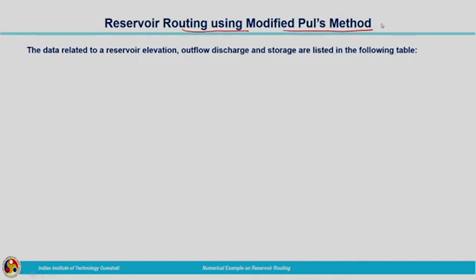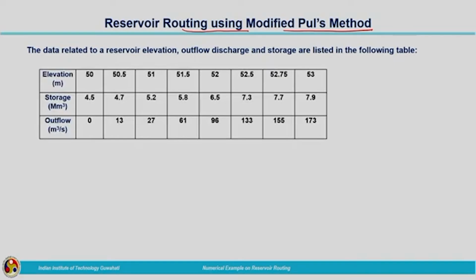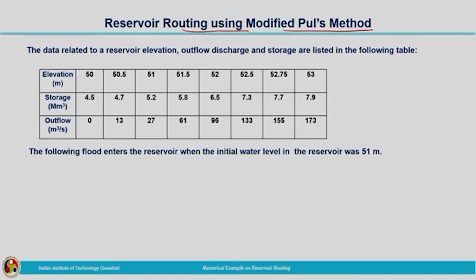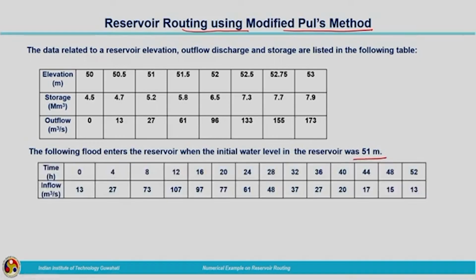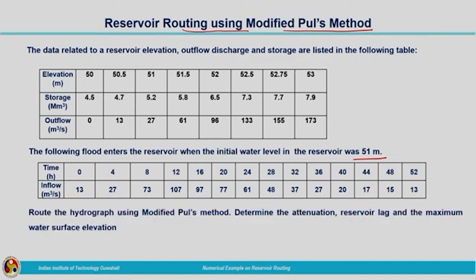The data related to a reservoir elevation, outflow, discharge and storage are listed in the following table. Elevation, storage, outflow, these details are given to you. The following flood enters the reservoir when the initial water level in the reservoir was 51 meters. The inflow hydrograph details are given to you. Inflow versus time data is there. Route the hydrograph using the modified pulse method. Determine the attenuation, reservoir lag and the maximum water surface elevation.